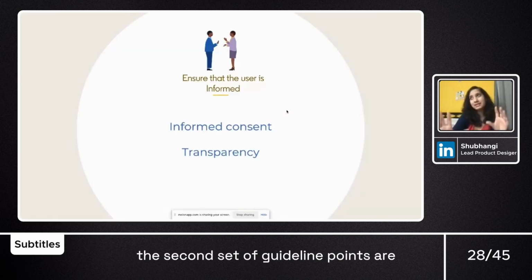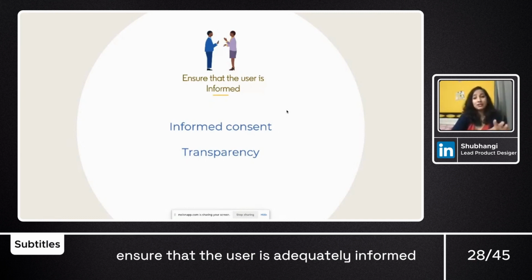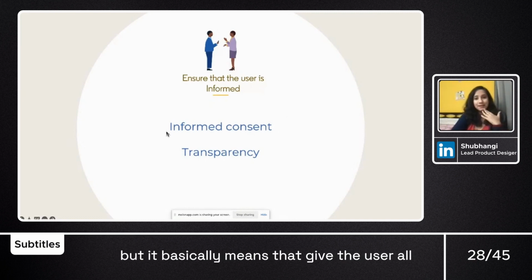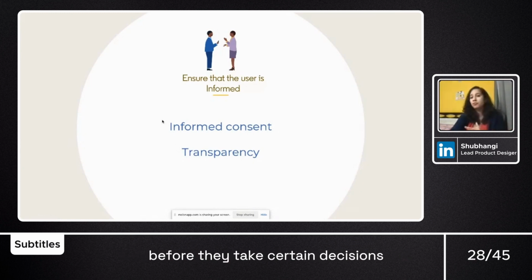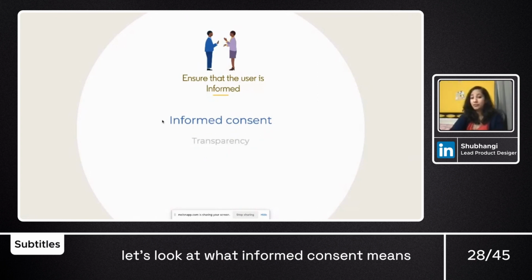So the second set of guideline points are to ensure that the user is adequately informed. It basically means giving the user all of the information, being transparent, and enriching them with that information before they take certain decisions. Let's look at what informed consent means.